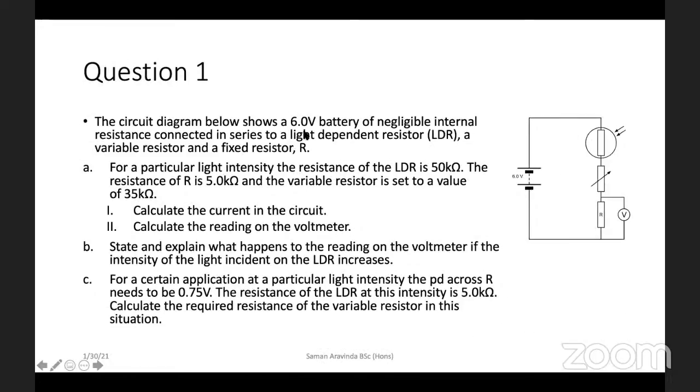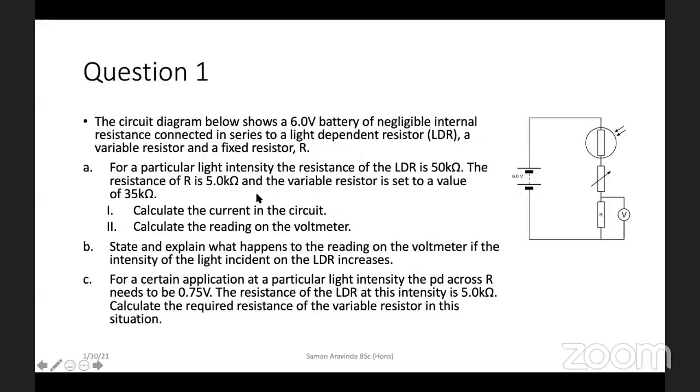The circuit diagram below shows a 6 volt battery of negligible internal resistance connected in series to a light dependent resistor LDR, a variable resistor, and a fixed resistor R. For a particular light intensity, the resistance of the LDR is 50 kilo ohms. The resistance of R is 5 kilo ohms, and the variable resistor is set to a value of 35 kilo ohms. Calculate the current in the circuit. Calculate the reading on the voltmeter. State and explain what happens to the reading on the voltmeter if the intensity of the light incident on the LDR increases. For a certain application at a particular light intensity, the potential difference across R needs to be 0.75 volts. The resistance of the LDR at this intensity is 5 kilo ohms. Calculate the required resistance of the variable resistor in this situation.